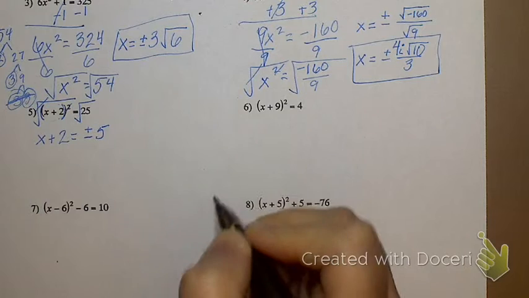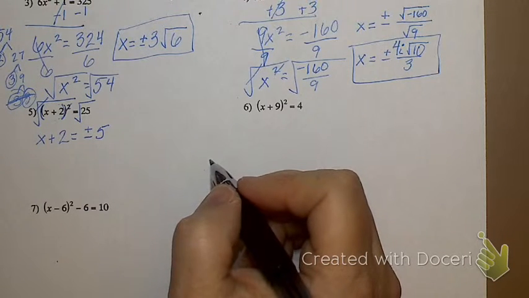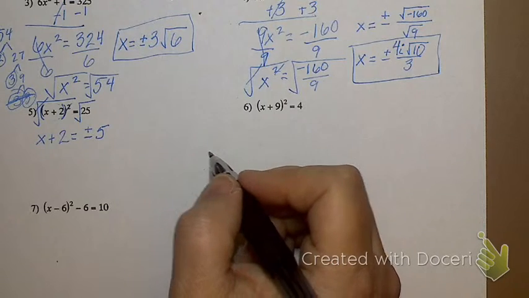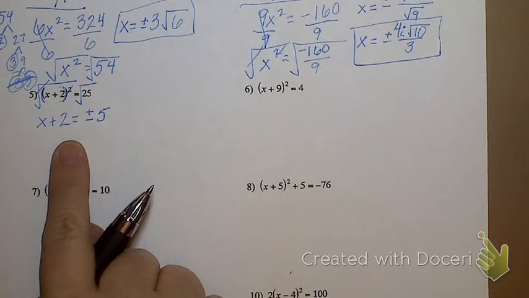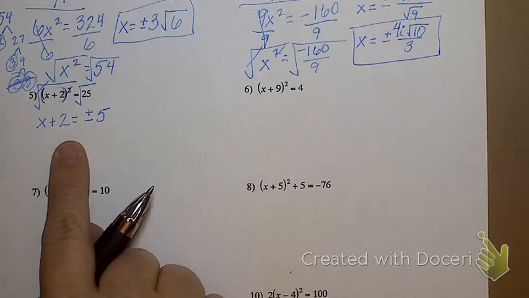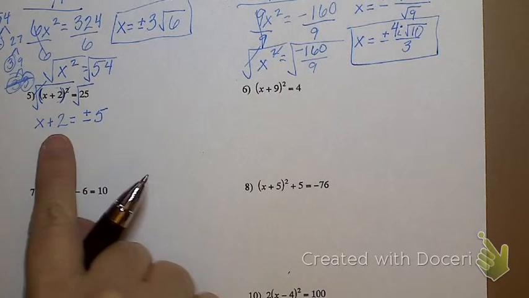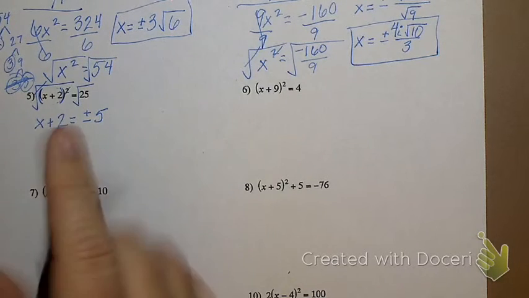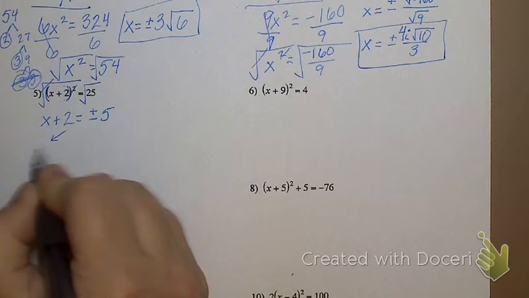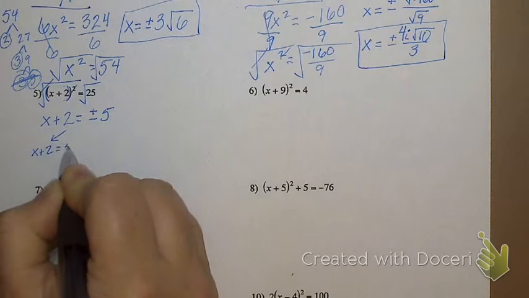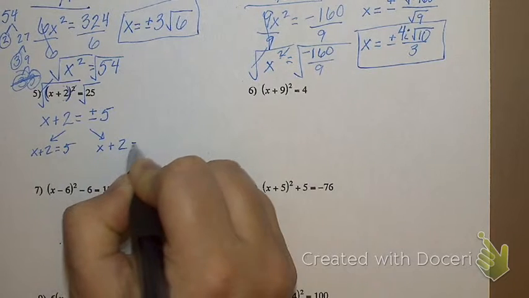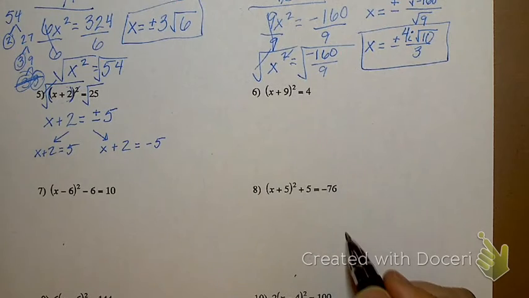I have positive and negative 5, don't I? Because I have to do the plus minus thing, right? Just like before. So technically, this is actually 2 equations written as one. It's the equation x plus 2 equals 5, and x plus 2 equals negative 5. Those are easy to solve though, right?